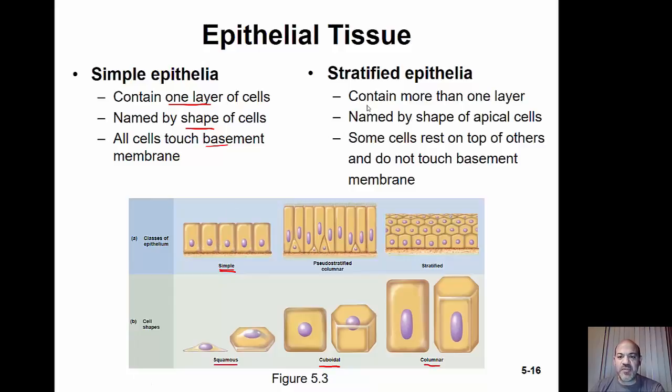And then we have stratified epithelia, and these are going to contain more than one layer. They are named by the shape of the apical cells, so the cells at the surface. Some cells are going to rest on top of others and do not touch the basement membrane. So here we have a case of stratified, and it looks like squamous because the apical side here, they're flat. So that would be a stratified squamous epithelium.